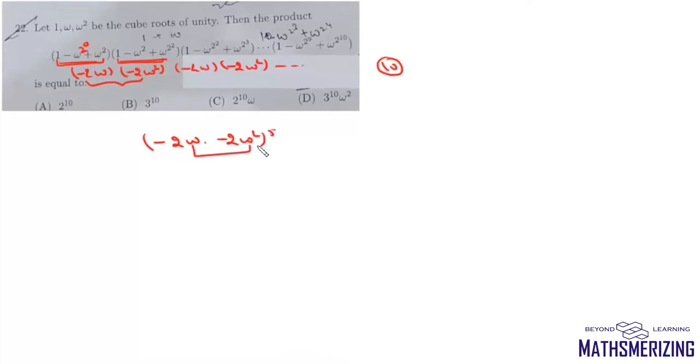Now omega into omega square is omega cube, which is 1. And this is 2 square to the power 5, which is 2 to the power 10. So the value of this expression is 2 to the power 10. And that's your option A.